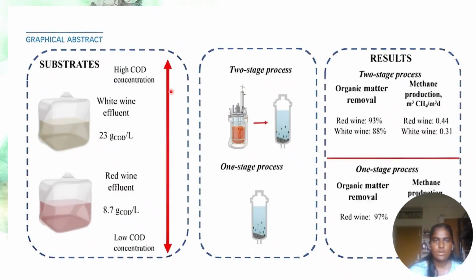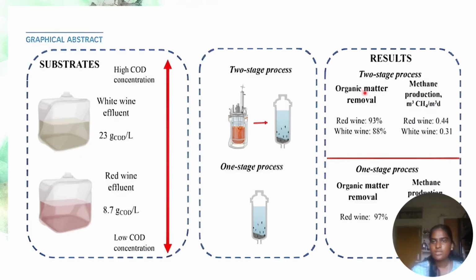This is the overall representation of the white wine effluent and red wine effluent. The white wine effluent COD level is high compared to the red wine effluent. In the two-stage process, they first carried out acidogenesis in one bioreactor, and methanogenesis in another bioreactor. In the red wine, they did it in one bioreactor because the COD level is low.